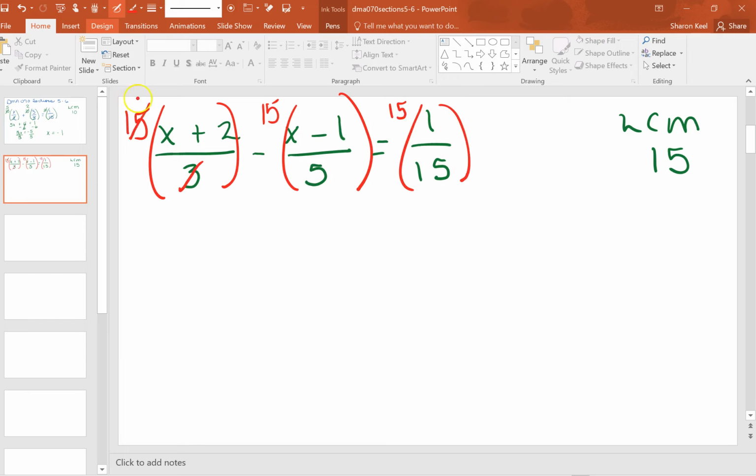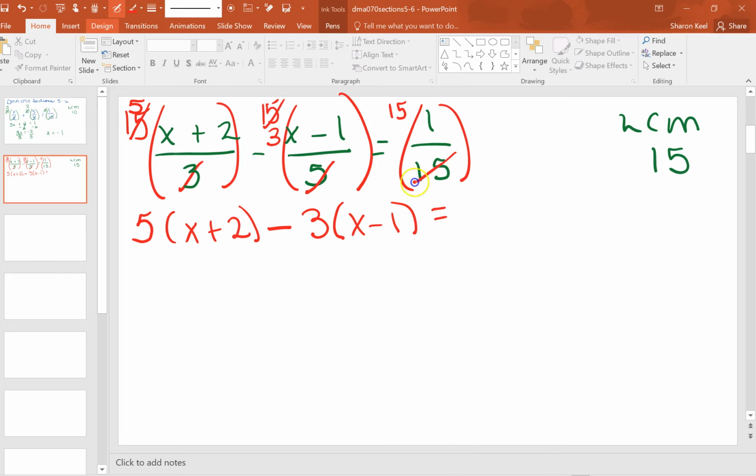3 goes into 15 5 times. So what I have left is 5 and then an x plus 2. Go ahead and bring that down. 5 goes into 15 3 times, so I'm left with a minus 3, and then we have the parenthesis x minus 1. Here my 15's cancel, and I'm left with a single 1. So we've taken a rational expression that we're solving, and we've turned it into a very simple DMA 40 problem.